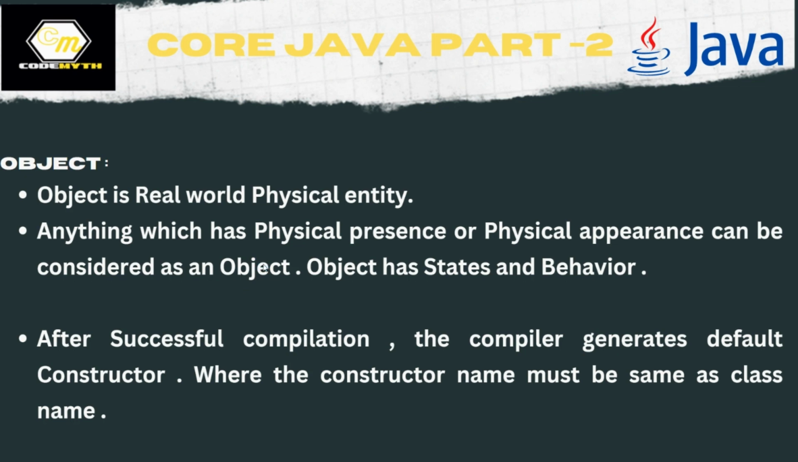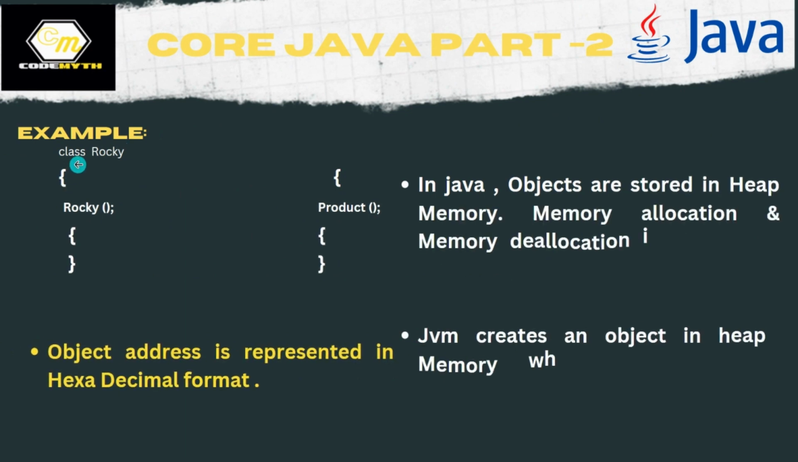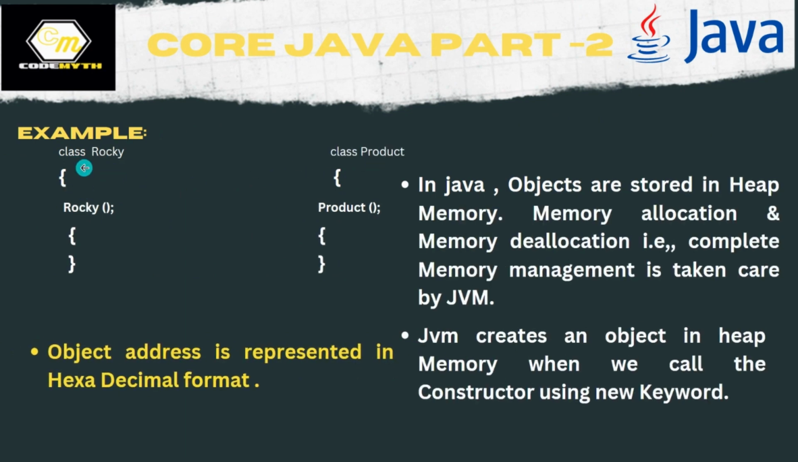In terms of compilation, if we compile any code, the compiler will generate a default constructor, where the constructor name must be the same as the class name. For example, we have class Rocky and class Product. Here the default constructor is Rocky, the same as the class name. As we know, class is a pre-reserved keyword in Java. That's why it is in small letters, and we are following the naming convention of upper camel case. That's why the name Rocky starts with a capital R and Product with a capital P.